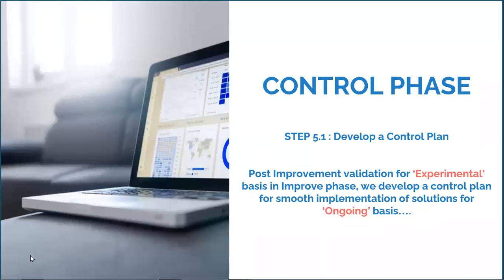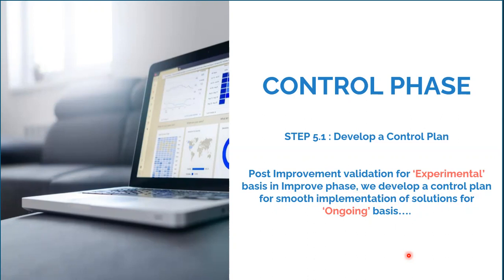Right, so control phase, step 5.1 is develop control plan. This is the very first step in the control phase. Where we are standing right now, we are done with our improve phase, and we have also validated that we have successfully deployed solutions, and we have seen the improvement based on those solutions, right? So post improvement validation on an experimental basis in the improve phase, we need to develop a control plan for smooth implementation of solutions on an ongoing basis, that is on a daily basis, right?